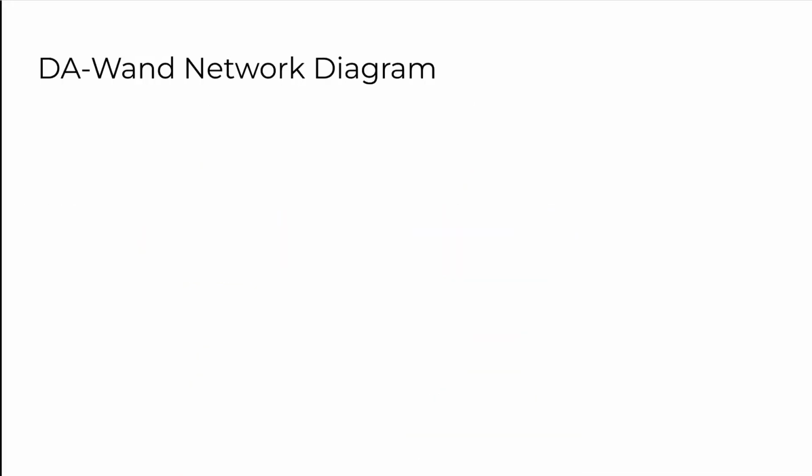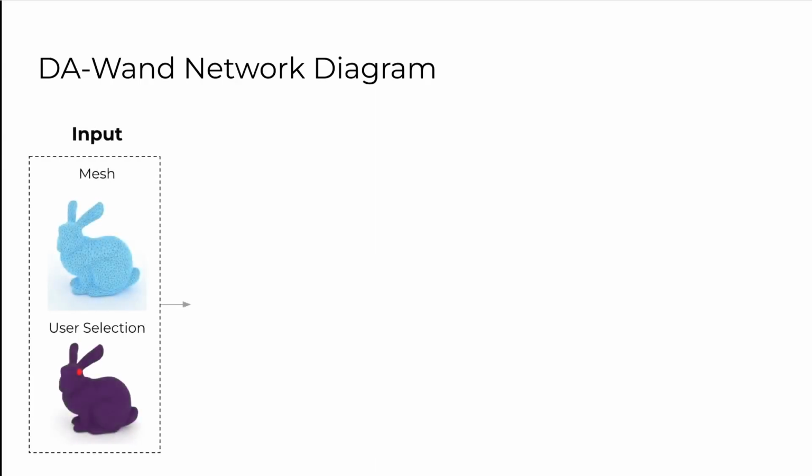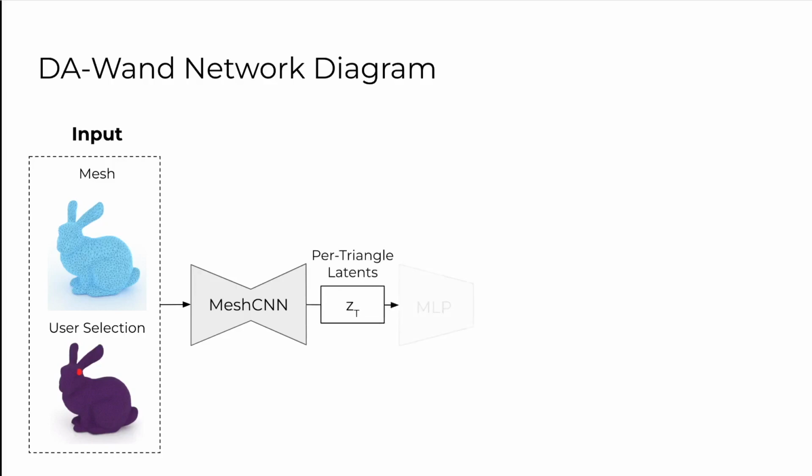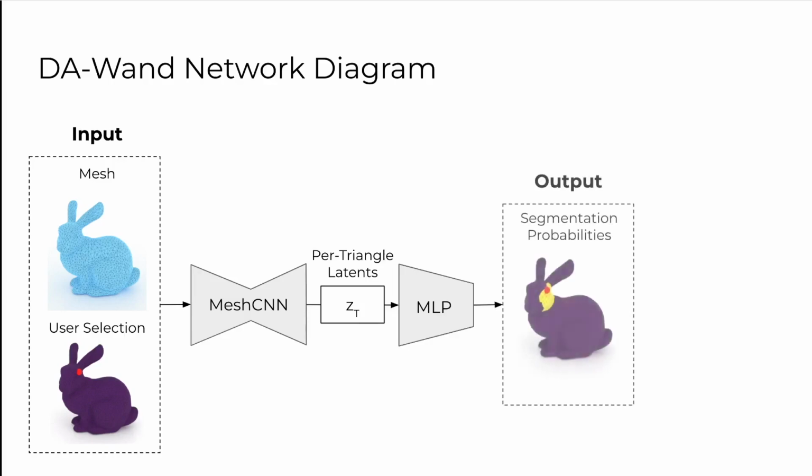Our DeWand neural framework involves a fully convolutional mesh UNet model, which takes as input a triangle mesh and user selection point on the surface and predicts a latent code per triangle. These latent codes are then passed into a mesh segmentation MLP, which predicts segmentation probabilities per triangle conditioned on the selection point.